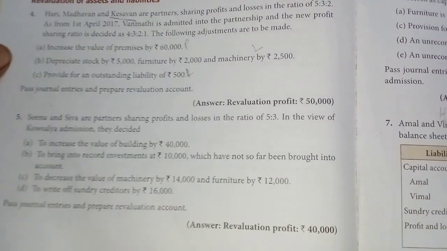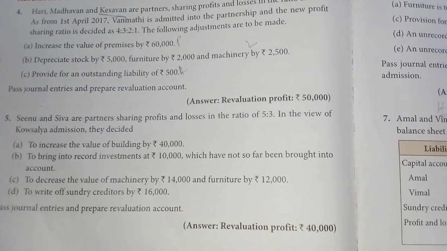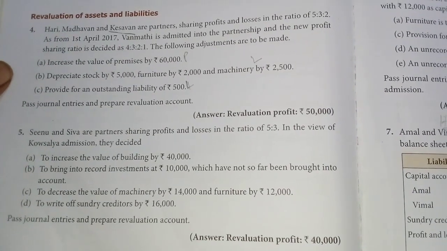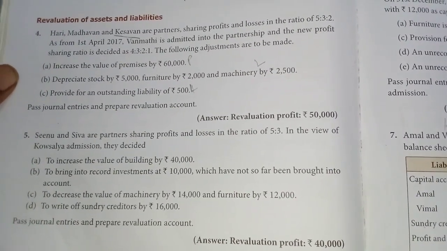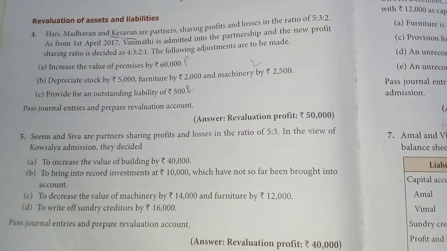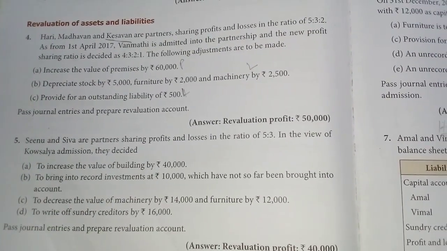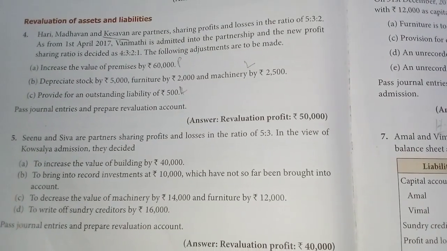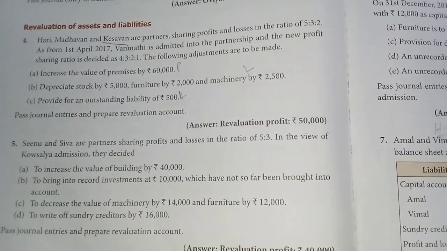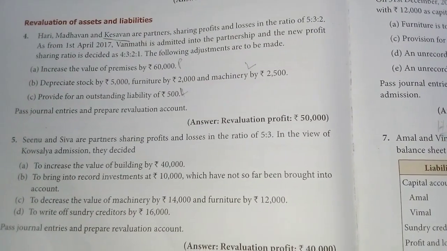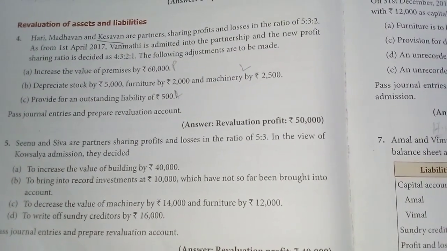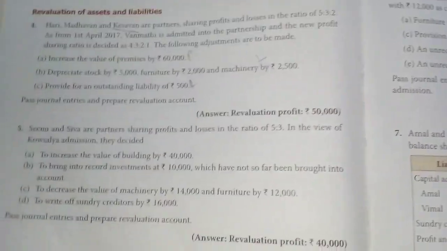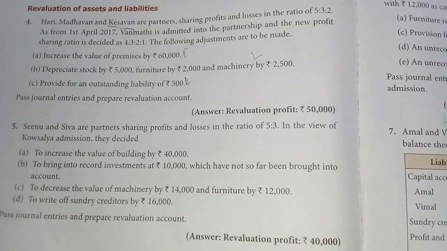Seenu and Siva are partners sharing profits and losses in the ratio of 5:3. In view of Kausalya's admission, they decided to increase the value of buildings. This is a profit item. Then bring into record investment of 10,000 which has not so far been brought into account. That is also profit. Decrease in the value of machinery and furniture, this is loss. Then write off sundry creditors. This one is profit. So 3 profit and 1 loss. Give journal entries and prepare revaluation account.